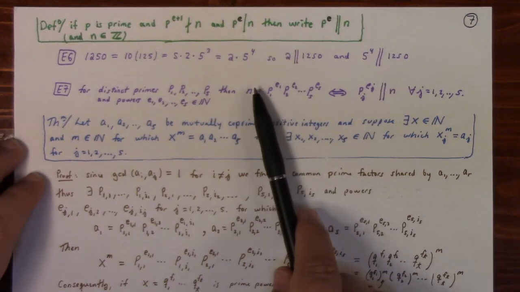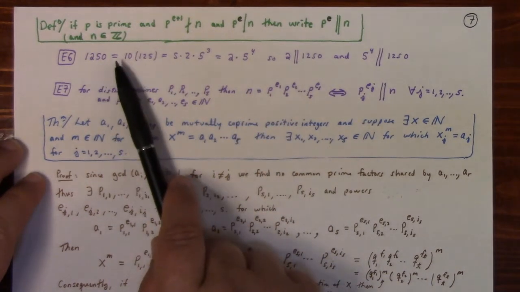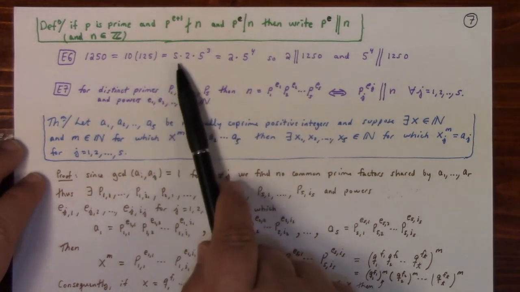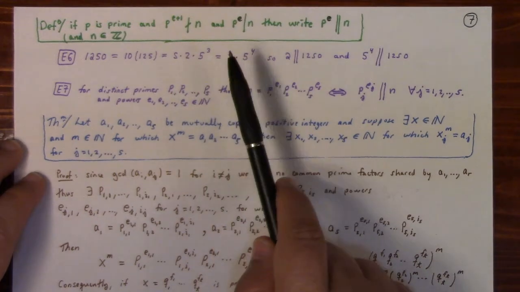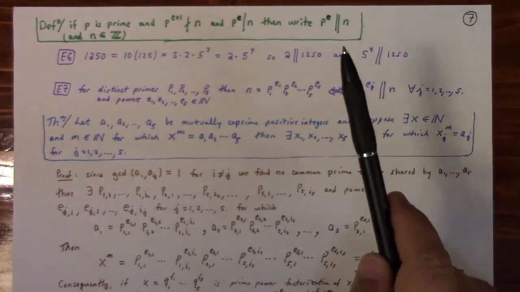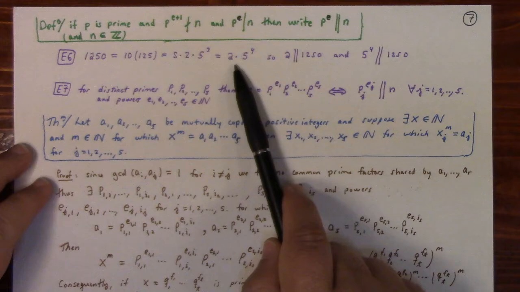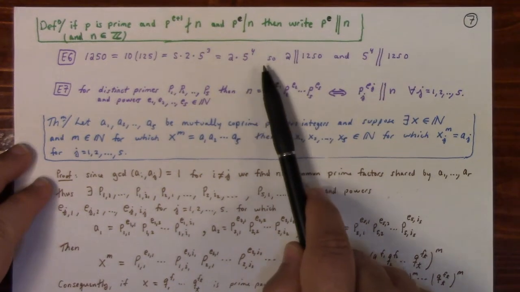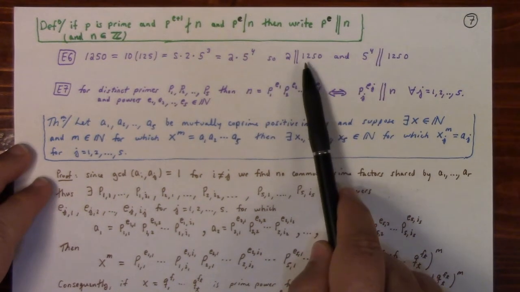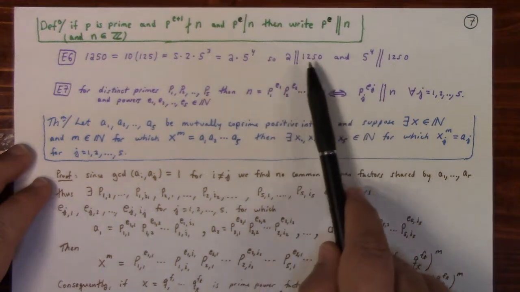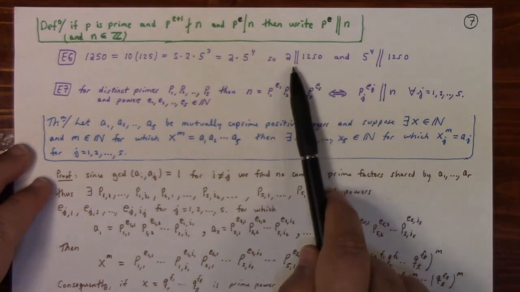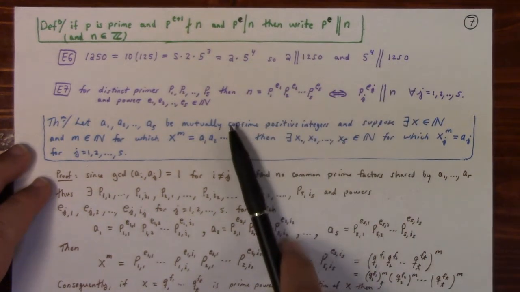So like 1250 is 10 times 125, which is 5 times 2 times 5 cubed, which is 2 times 5 to the 4th. So 2 divides 1250, and 5 to the 4th divides 1250. I mean, exactly divides, right?